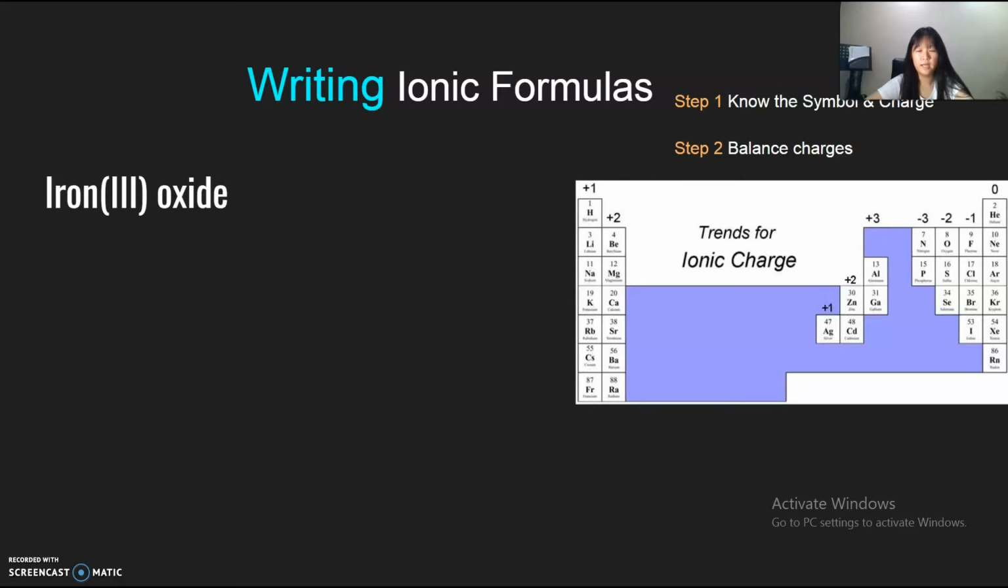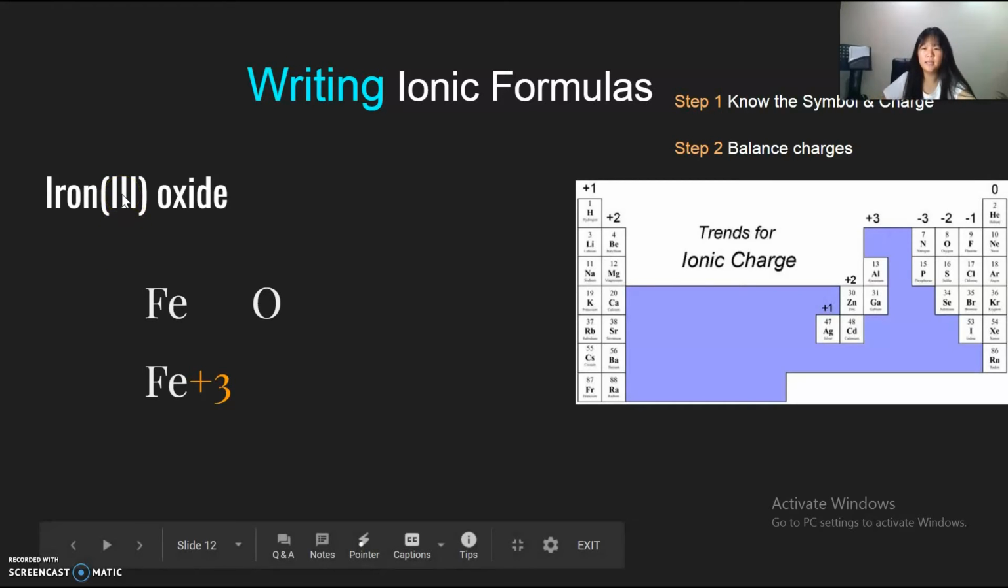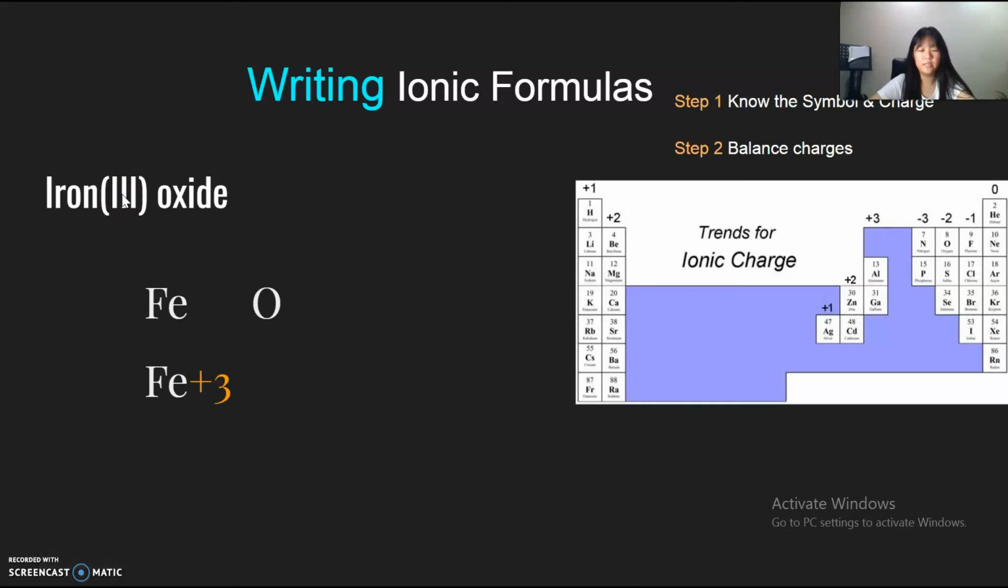Okay, iron(III) oxide is our second example. So same, we'll find the symbol. Fe and O stand for iron and oxide. Oxide is another word for oxygen, since we place the -ide for all the non-metals. Here, we look at the Roman numeral. It is a 3, which means iron here has a charge of positive 3. And for oxygen here, we see it's a negative 2 charge.